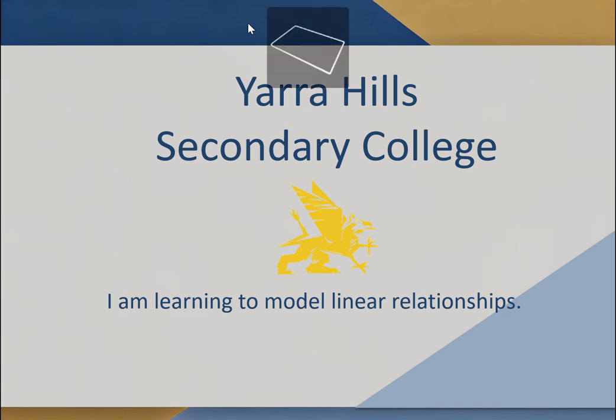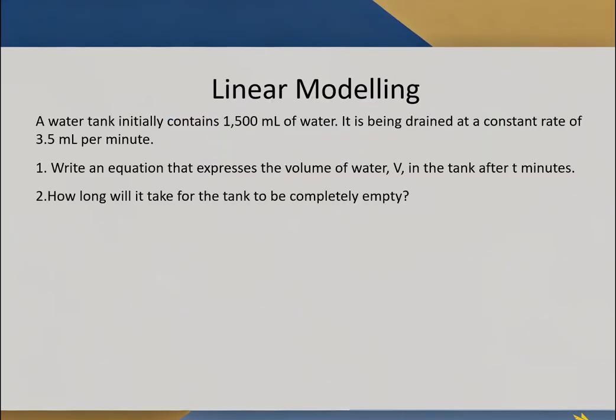Learning to model linear relationships. So when we're modeling, we're going to need to be thinking about how we can represent it in an equation. We are doing linear, so that means we are focusing at the moment on a constant rate. That's the key word you're going to see quite often.